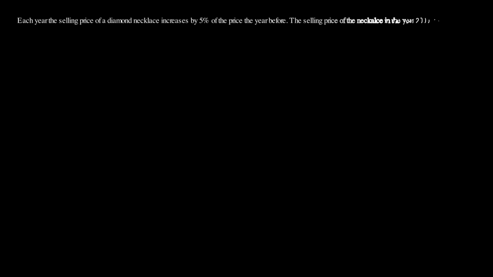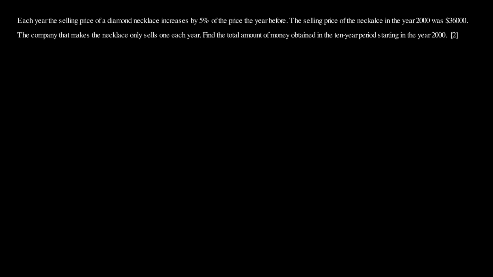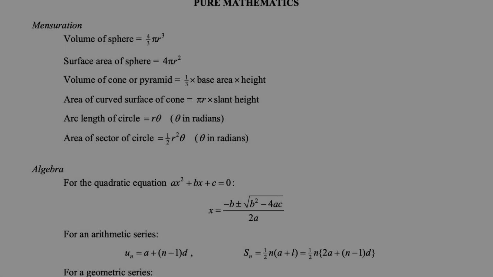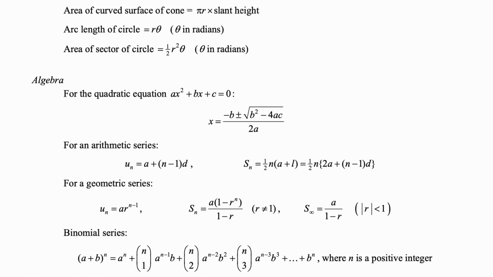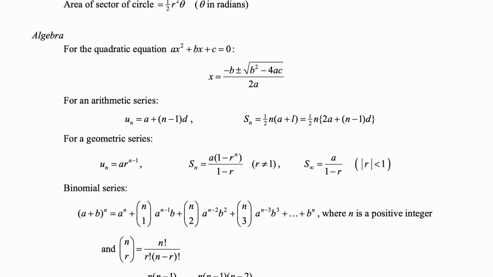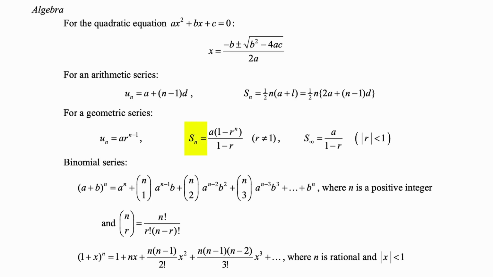In part B of problem 3, it says the company that makes the necklace only sells one each year. Find the total amount of money obtained in the 10-year period starting in the year 2000. This problem is the sum of a geometric progression. So let's go to the MF19 formula sheet and find the formula for that. There it is. Now that we have found it, let's write it down on our own paper.